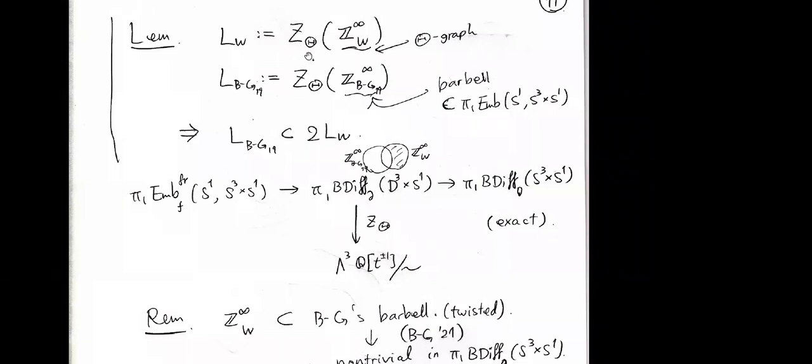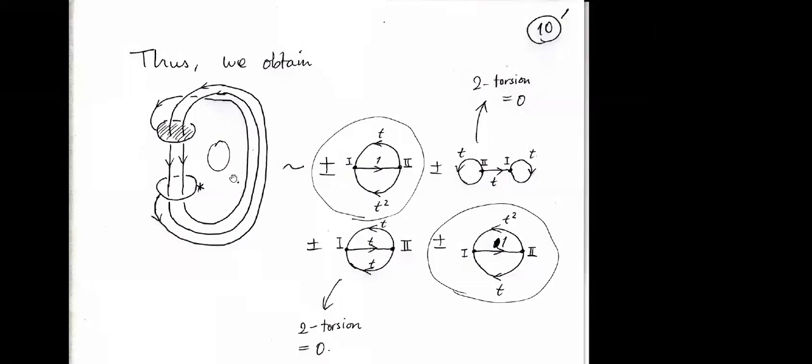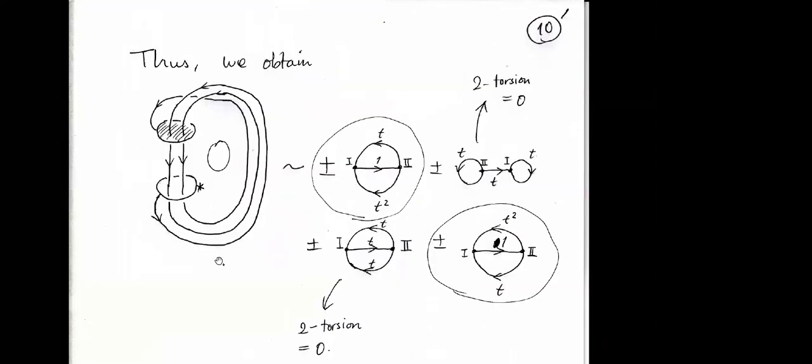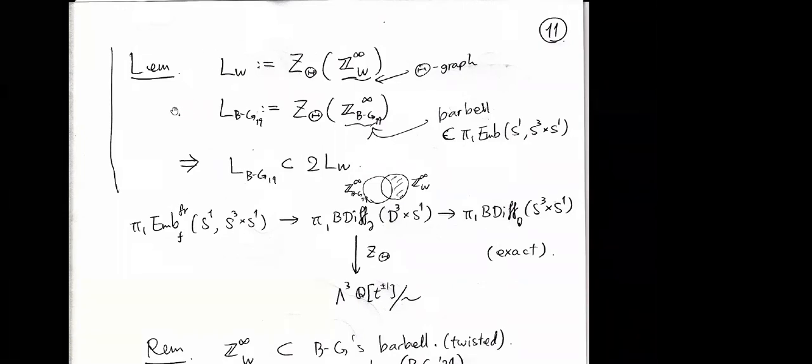Let L_W be the image of Z theta for our theta graph, and let L_BG be the image of Z theta obtained from the barbells like this, parameterized by positive integers, coming from generators of this π1 of the embeddings of S^1 into S^3 × S^1. Budney and Gabai determined the structure of this completely and gave generators by barbells like this. And so there are two constructions, and the relation between these after mapping by Z theta is this.